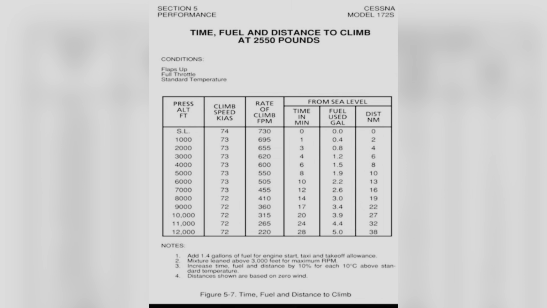Also, by this table, we can find our climb indicated speed. It will be 73 knots. By the calculator E6B, whose link I will leave in the description of this video, we can calculate true airspeed. It will be 74 knots.